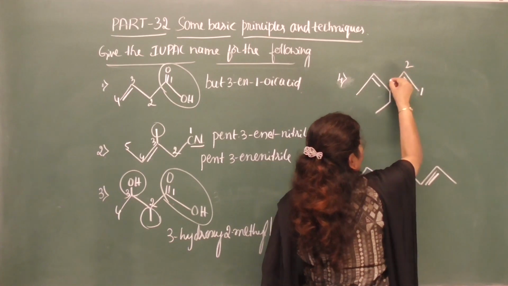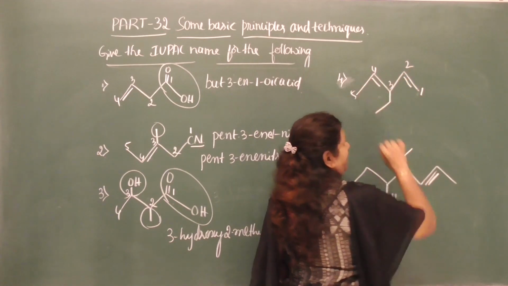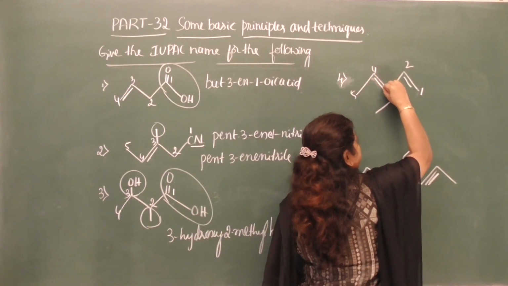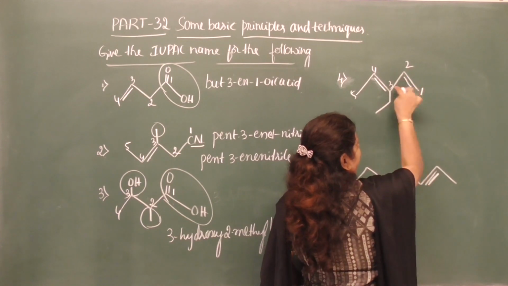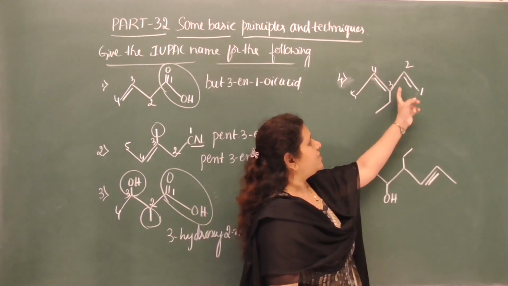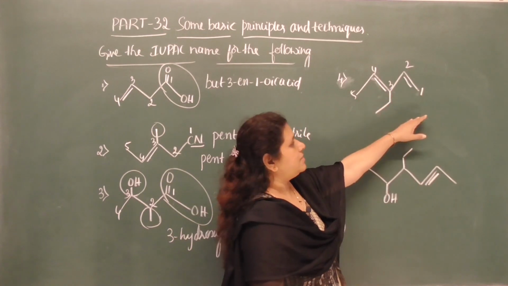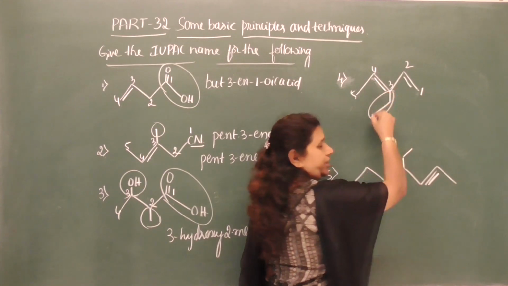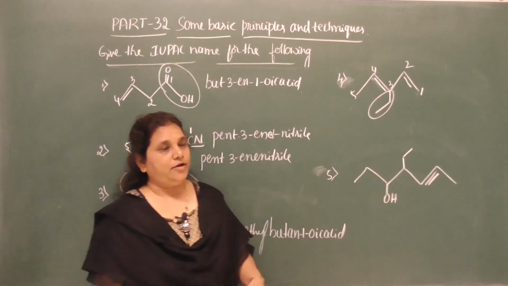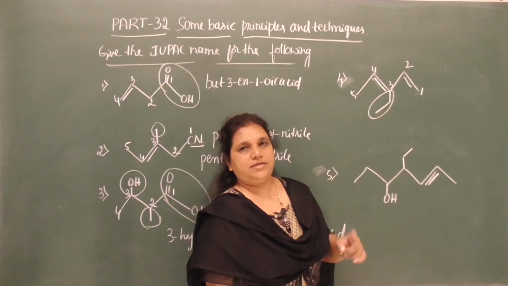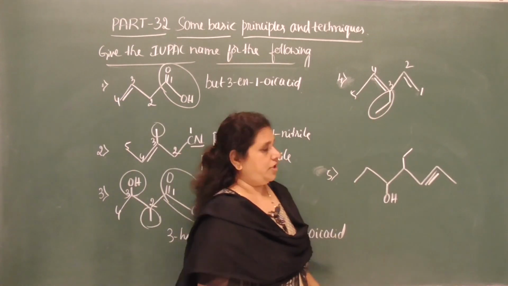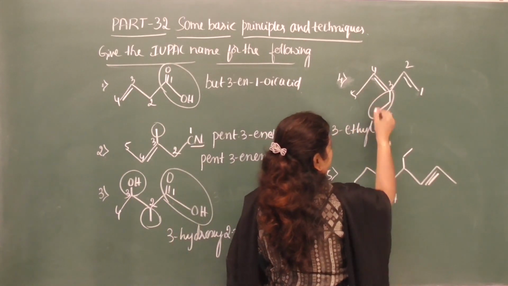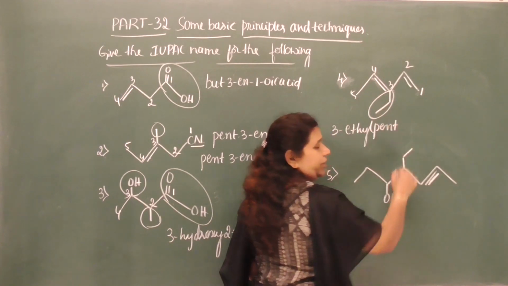1, 2, 3, 4, 5. Because the sum of the locants will be minimum if you give the number from this end. This is a double bond between third and fourth. 1 plus 3, 4. If you give the number from this end, 2 plus 4, it will be 6. So you give the number from this end. Now this becomes a substituent. What is that substituent group? Ethyl group, that is CH2CH3. Ethyl group is the substituent group. Now write the prefix first. 3-ethyl, correct? Pent. Now 2 double bonds are there.